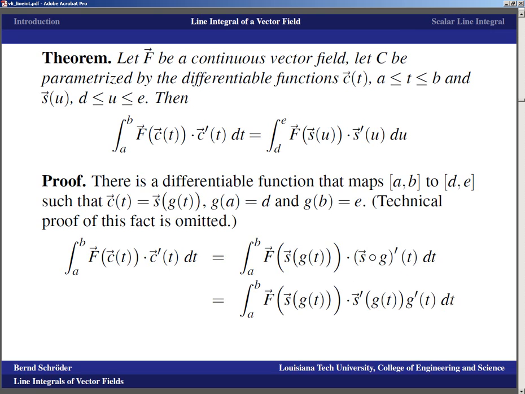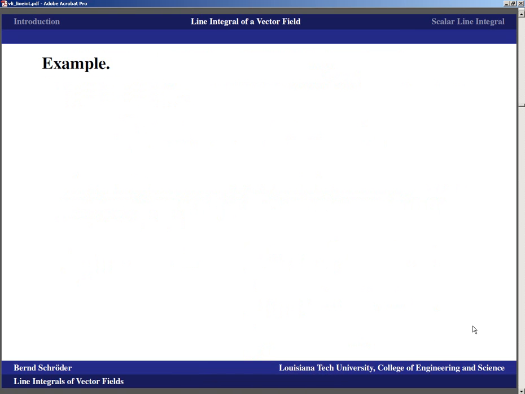g prime of t dt, and we can see that that's now a chain rule, and therefore something that we can do with substitution, because we have g of t plugged into all the functions that g prime is multiplied with, and that means that this is just the integral of f of s of u dot s prime of u du. The substitution is u equals g of t, du dt gives you g prime of t, which means g prime of t dt really is du, and then we also have that g of a is d, and g of b is e, and that means we are okay. If u is g of t, then g of a is d, and g of b is e, and the substitution works out.